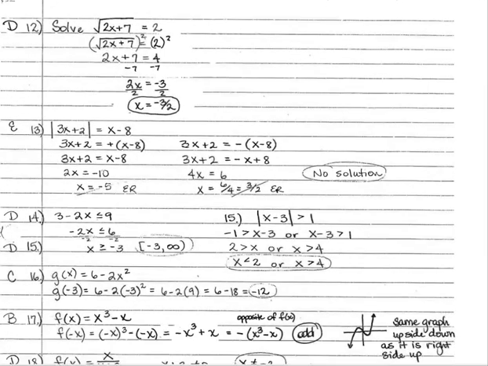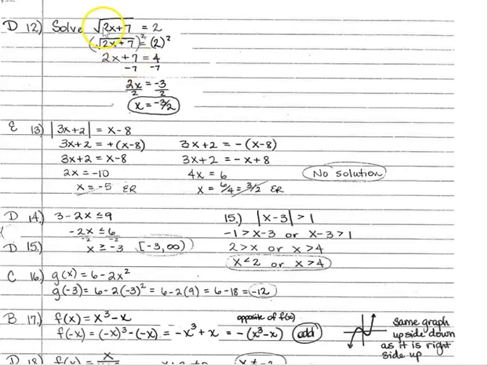All right, then for number 12, they ask us to solve this radical equation. So remember, to get rid of a square root, I'm going to square both sides. So the square root and the square would cancel each other out and leave me with 2x plus 7. And then over here, 2 squared is 4. So to get x by itself, subtract the 7 and then divide both sides by 2. And we're going to have x is equal to negative 3 halves.